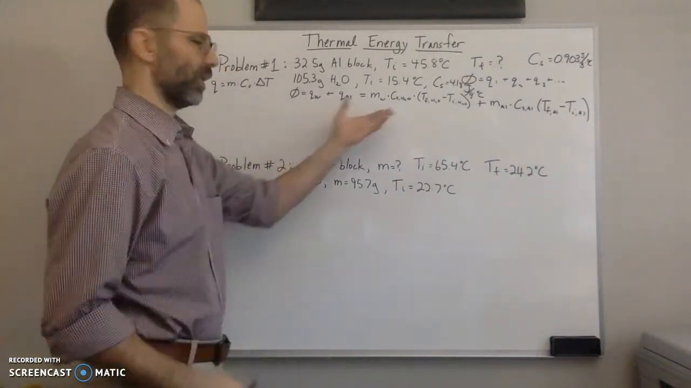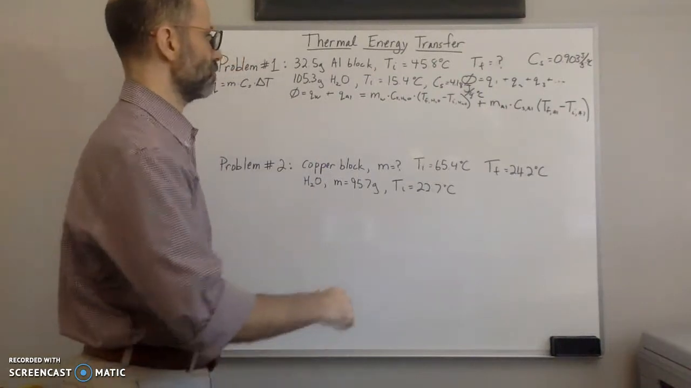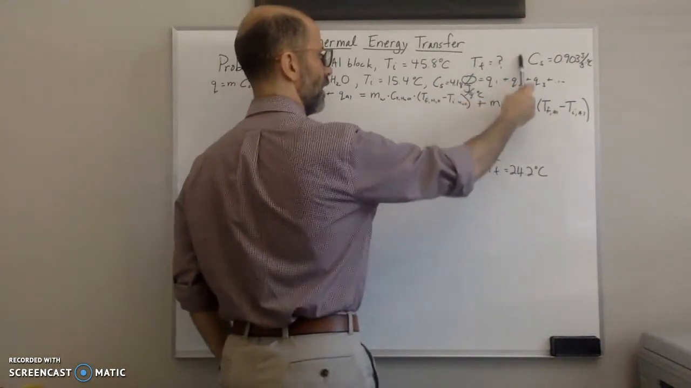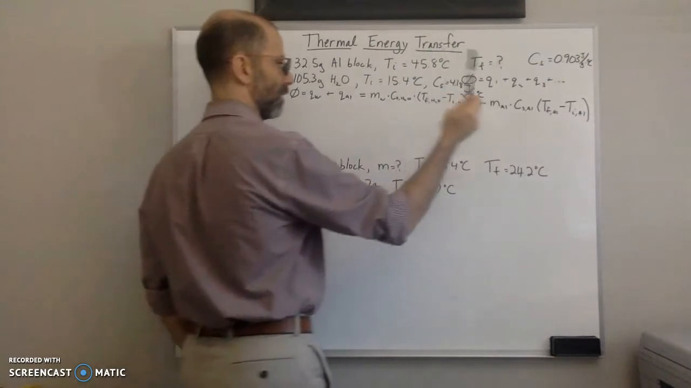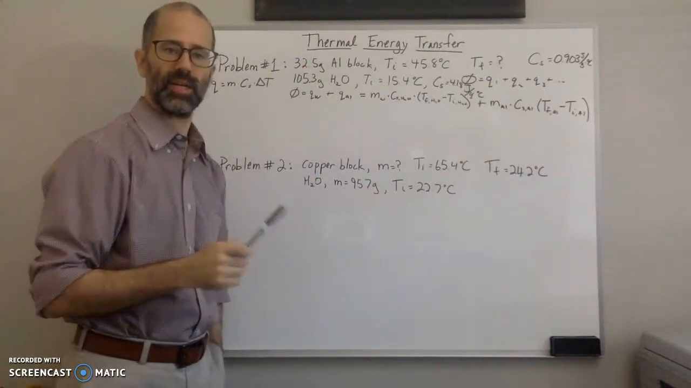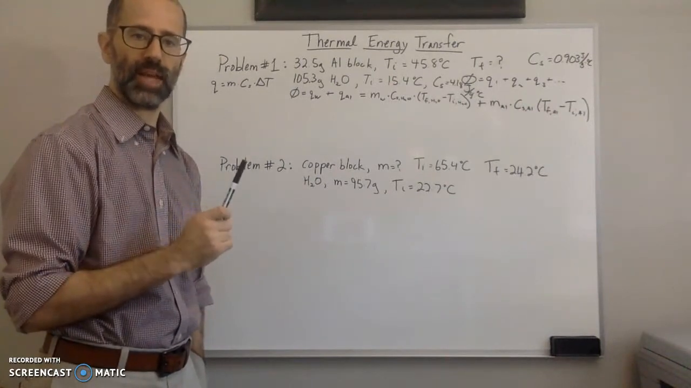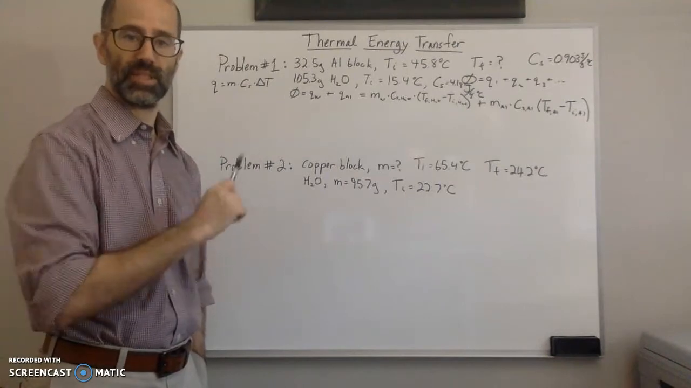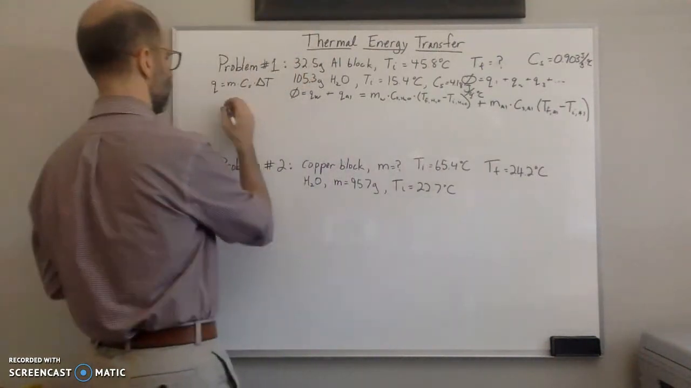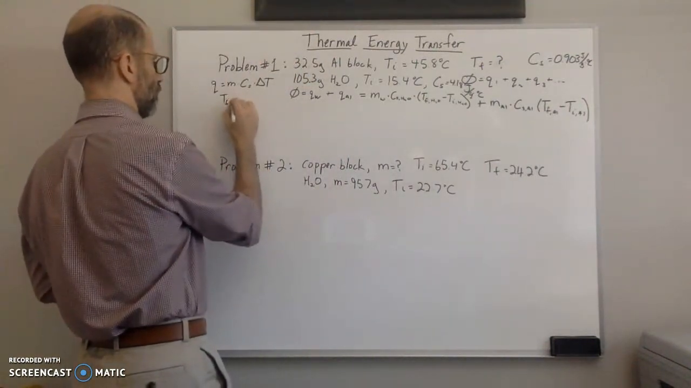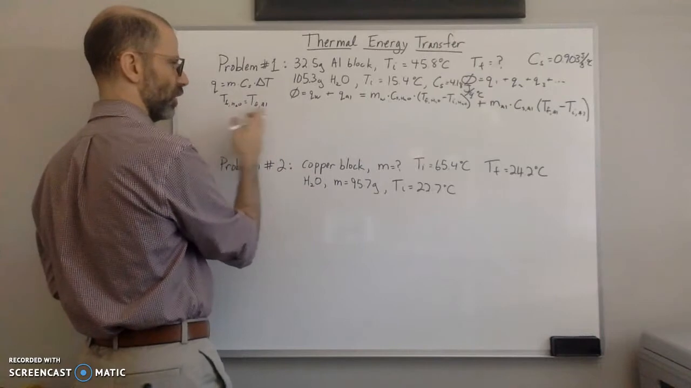And so now all we need to do is just plug in the information that we have and solve for the missing part. And the missing part here is going to be the final temperature. The thing to keep in mind is that the final temperature for both the water and the aluminum are going to be the same, because that's when you reach thermal equilibrium, when the temperatures are the same for the block and the water. So this means that the final temperature of the water is going to be equal to the final temperature of the aluminum block. So those are equal to each other.